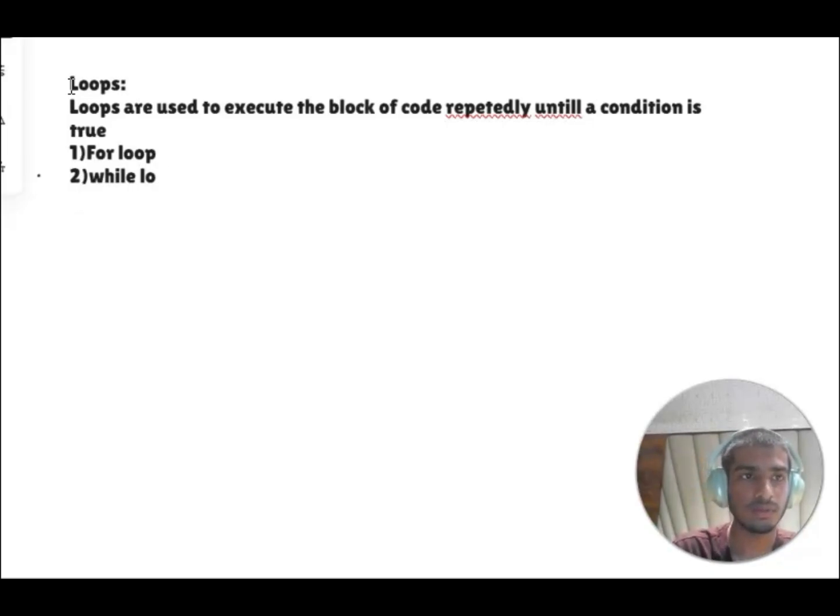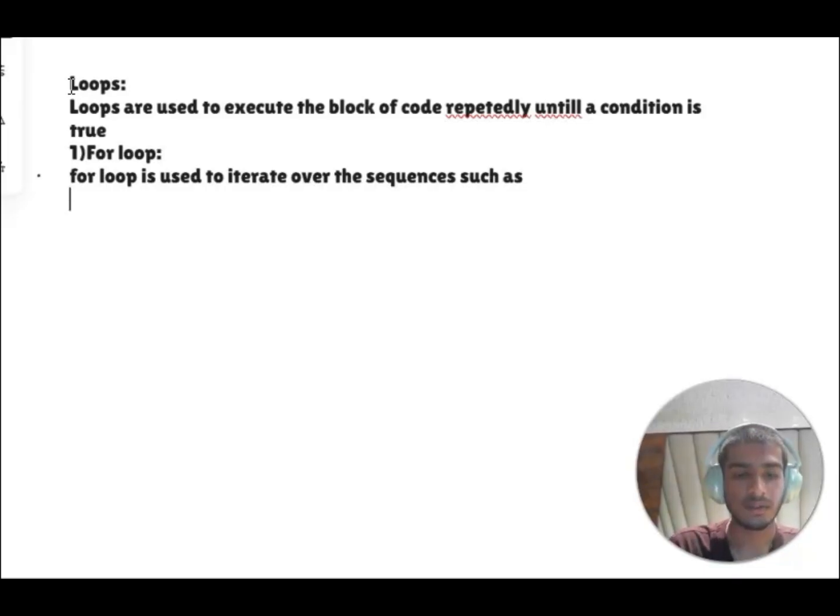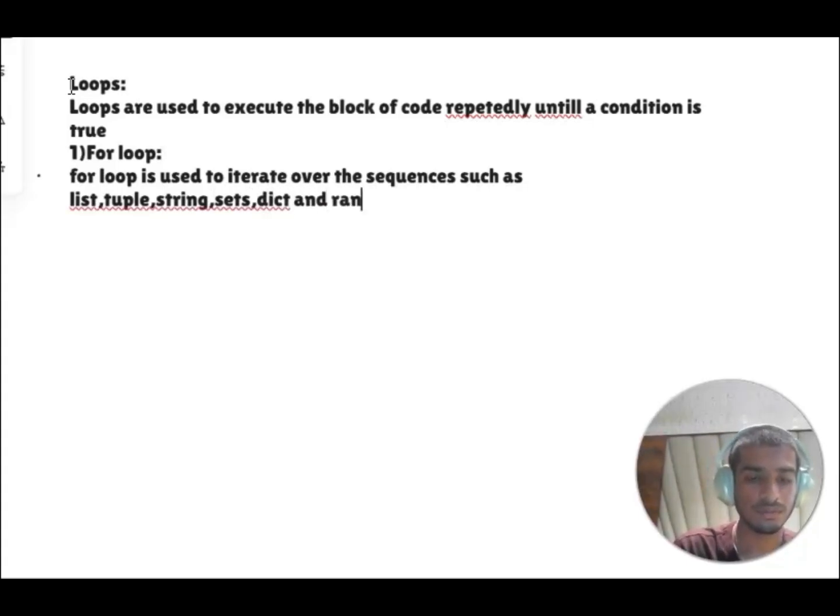Let's start with the for loop. Basically, a for loop is used to iterate over a sequence, such as a list, tuple, or string, and we can also use range. Let's see with an example.